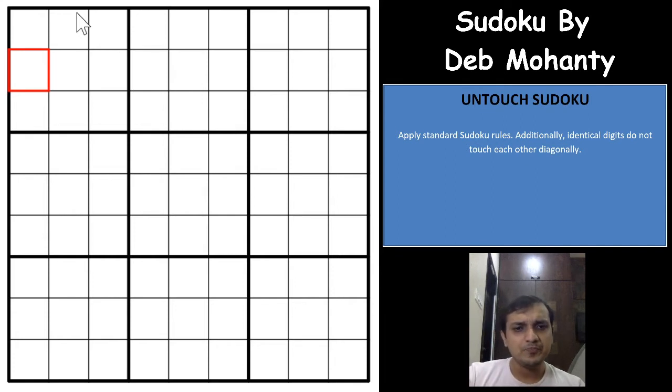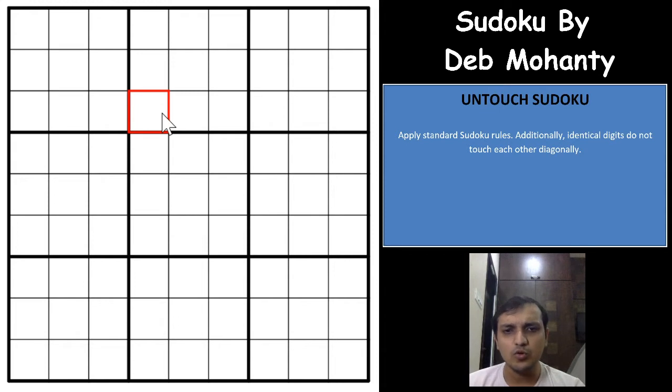And apart from that, whatever number you place in a cell, that number cannot appear in the 8 surrounding cells, even diagonally. In other words, the number that is placed in any cell doesn't repeat in its row and column, and it does not even repeat in the diagonal cells of that cell. So for example, if you have a 3 here, you cannot have a 3 placed in any of these two cells as well, right? So that is what untouched Sudoku is. With that, we'll continue with the tips here.